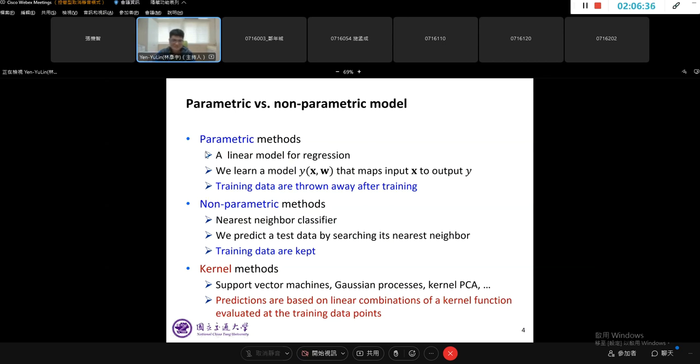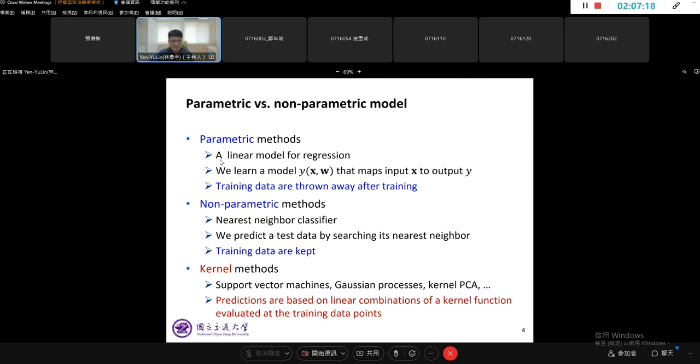Actually, in the previous lectures, we have talked about some examples of parametric and non-parametric models. Let's look at the definition of a parametric method. That is, we learn a model. After training, the training data can be thrown away. We just learn the model, and the learned model is sufficient to carry out the underlying task, such as classification or regression. A method of this category is called a parametric method.